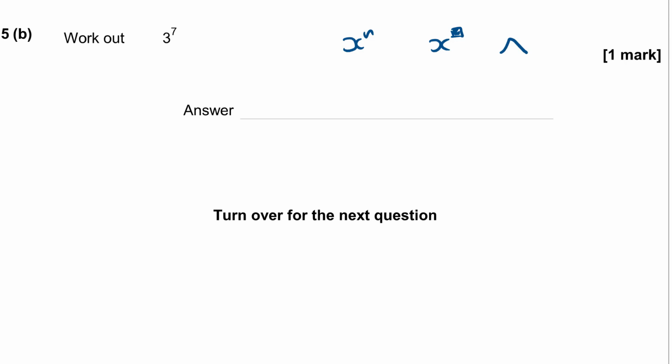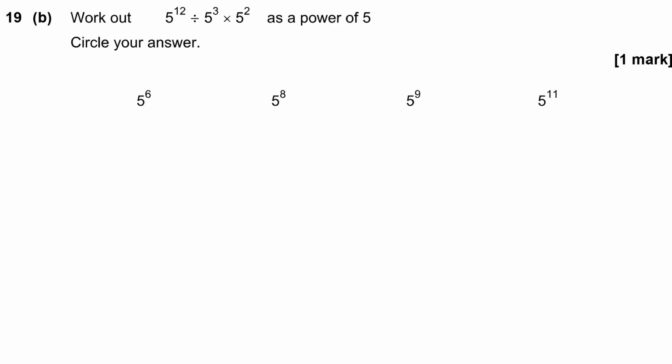Mine looks like this. I'm going to press 3 to the power of 7 equals, and my calculator gives the answer as 2187. Work out 512 divided by 5 to the power of 3 times 5 squared as a power of 5.